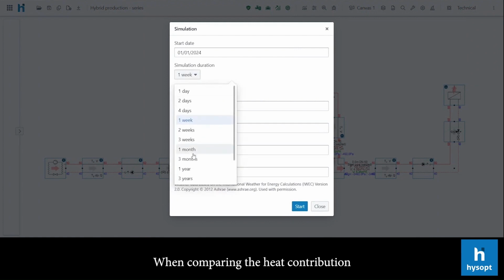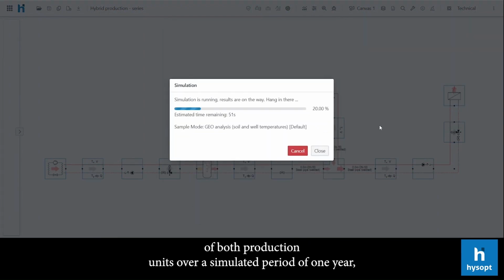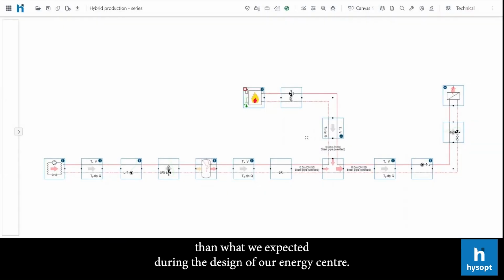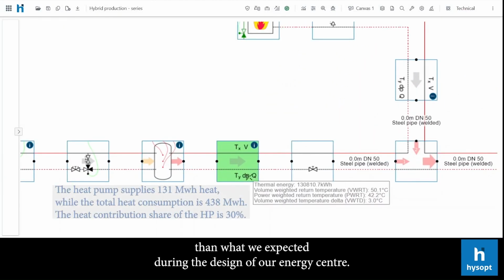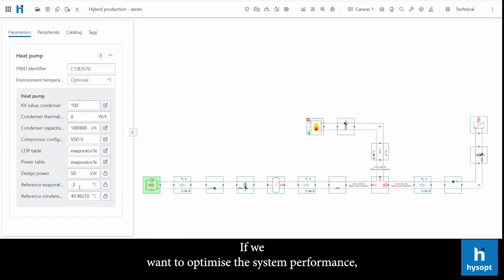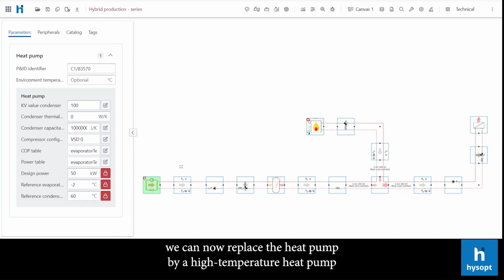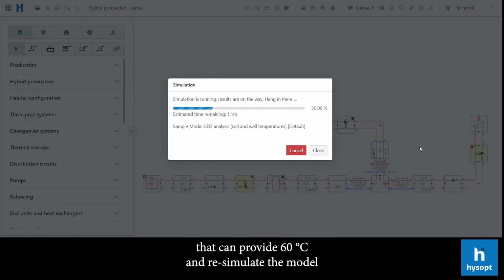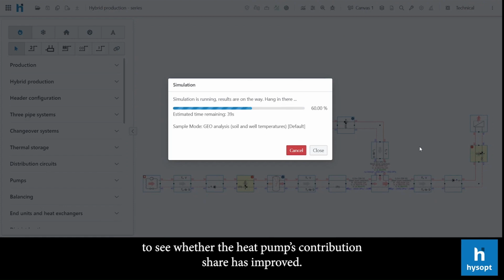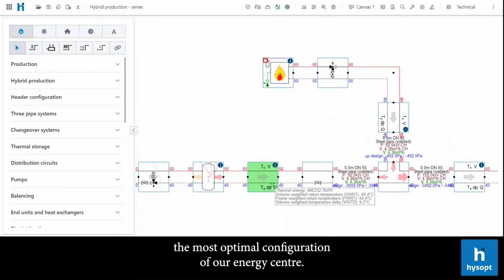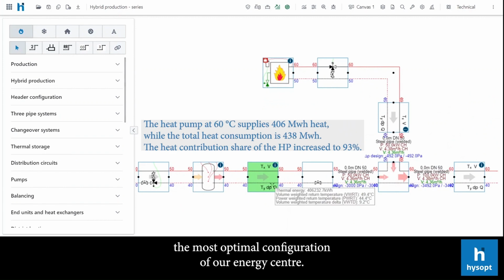When comparing the heat contribution of both production units over a simulated period of 1 year, we can conclude that the heat pump contributes less than what we expected during the design of our energy center. If we want to optimize the system performance, we can now replace the heat pump by a high temperature heat pump that can provide 60 degrees and re-simulate the model to see whether the heat pump's contribution share has improved. This way, with the Hysopt software, we can quickly determine the most optimal configuration of our energy center.